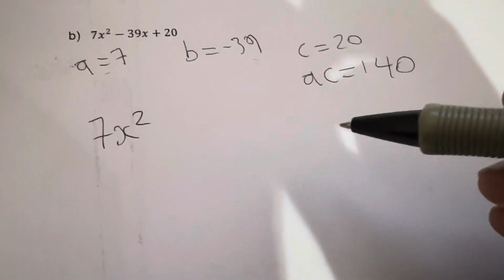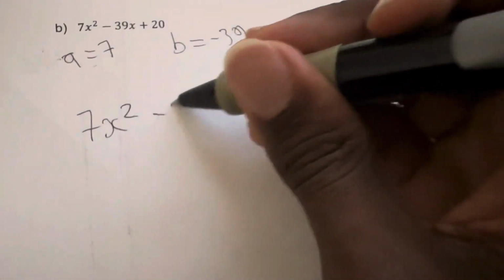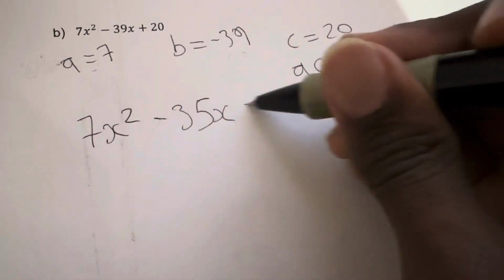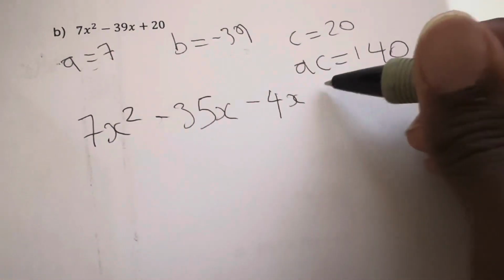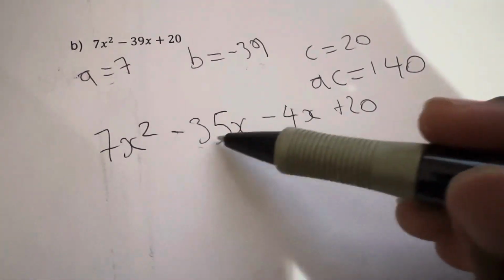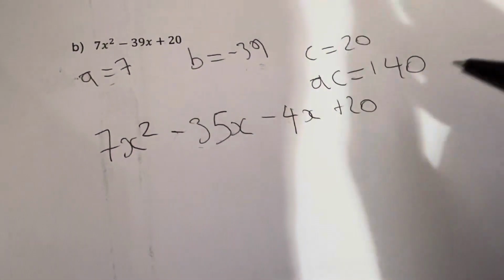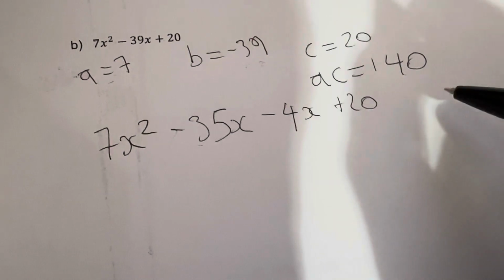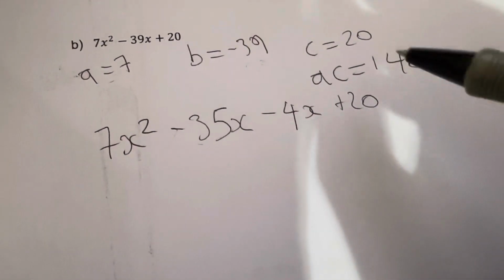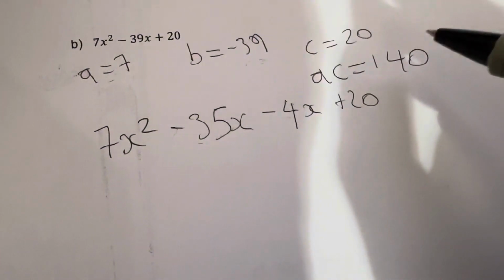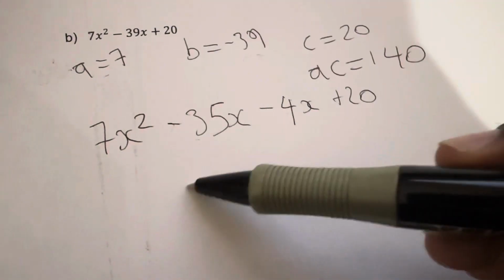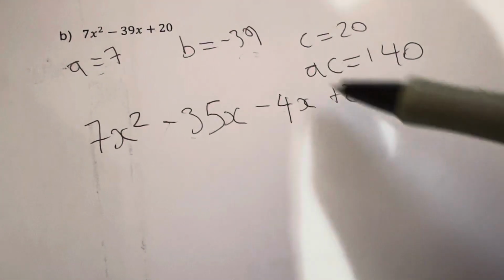So 7x squared, minus 35x, and minus 4x, and then plus 20. So we've found out that the two numbers are minus 35 and minus 4. Minus 35 minus 4 gives me minus 39, and minus 35 multiplied by minus 4 gives me positive 140. So now I've split minus 39x into minus 35x minus 4x.